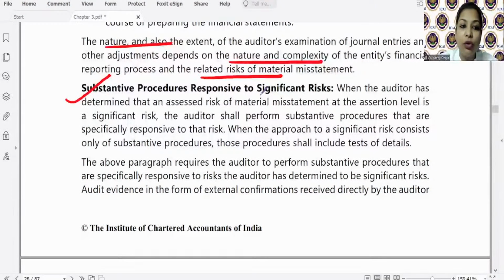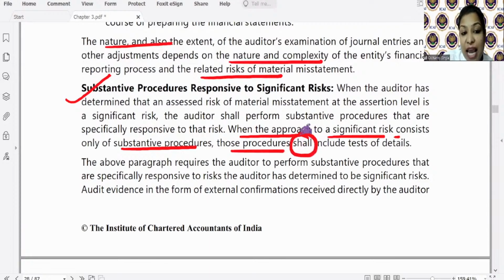Obviously respond ही कर रहे हो. And it says, see, when the approach to the significant risk consists only of substantive procedure, those procedures shall include test of details. तो मतलब अगर आपको analytical procedures करने हैं आप करो, but test of details भी करने हैं. And how? There is an example of what, external confirmation which is given.